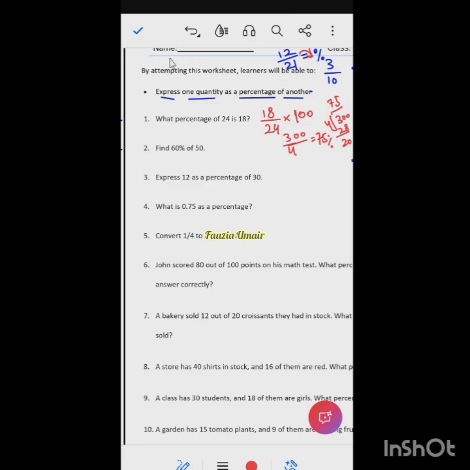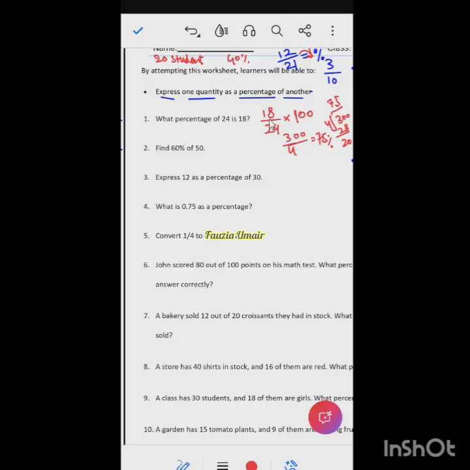Sometimes it would be like this. Let's say there are 20 students in the class, and out of those 20 students, 40% are girls. So we can do these kinds of questions as well. 40% of 20, we can do that also. It's like comparing percentages with different quantities. Now look, the first question is: what percentage of 24 is 18?